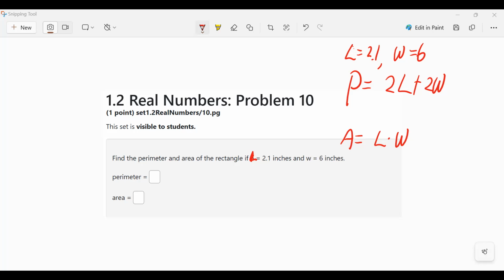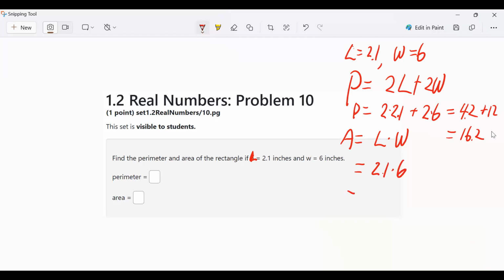So going back to the question we have here, let's go over the solution. L equals 2.1, W equals 6. So the first one, perimeter equals 2 times 2.1 plus 2 times 6. 2 times 2.1 is 4.2, adding 12, right? 2 times 6 is 12, plus 4.2 will be 16.2. So the area will be L, 2.1 times 6. 2.1 times 6 is 12.6. So perimeter is 16.2, area is 12.6.